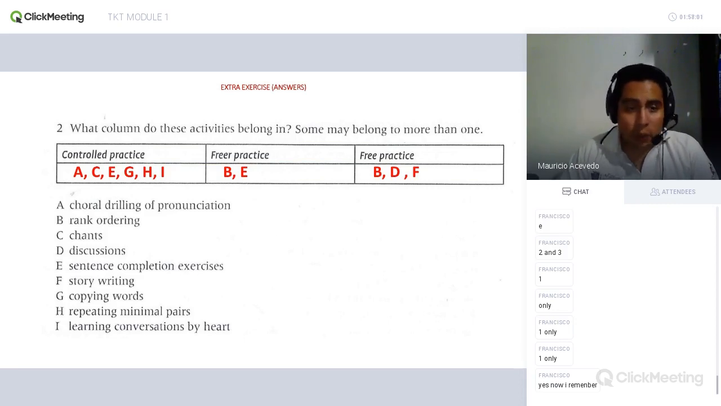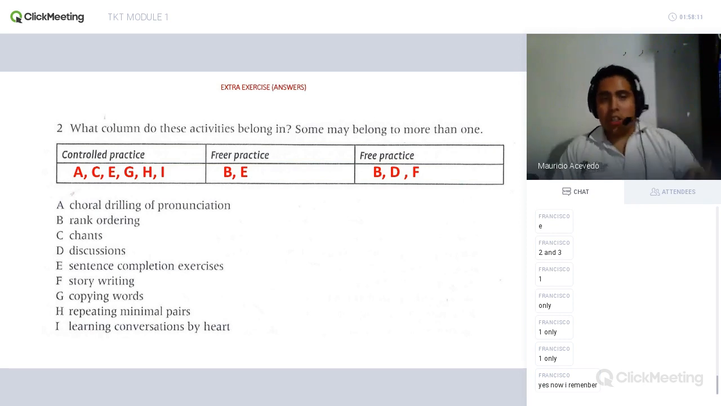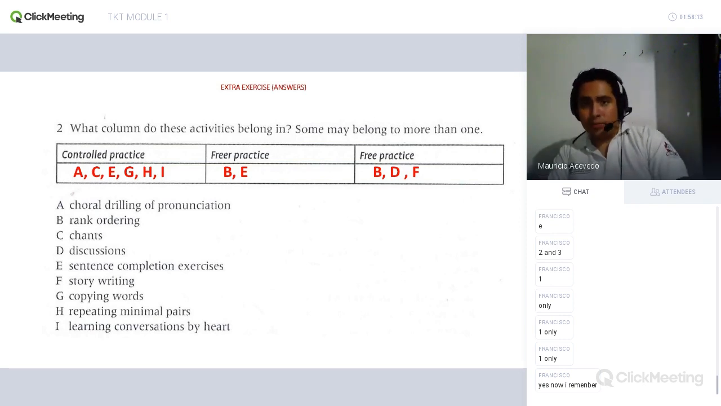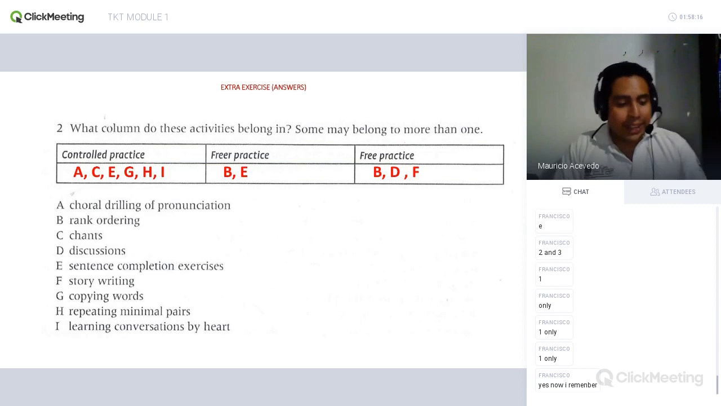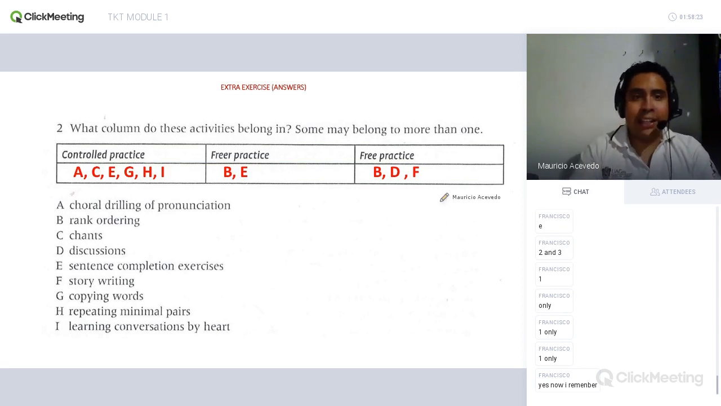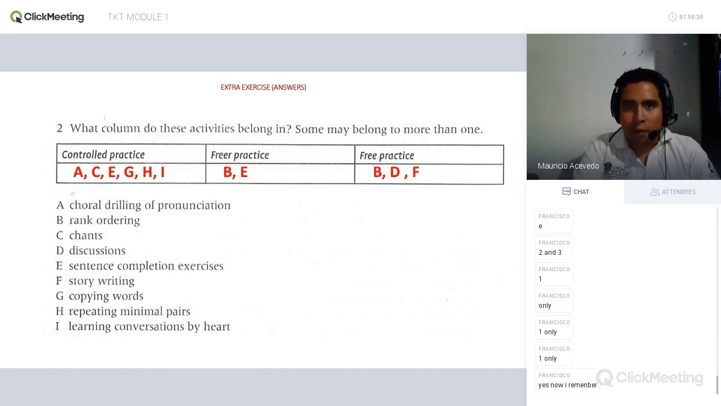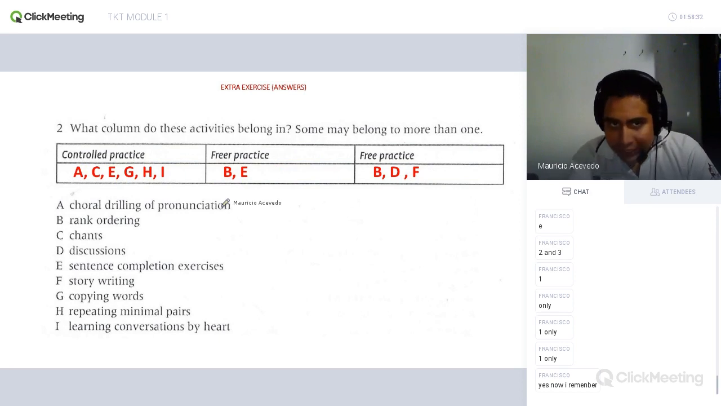Okay, and we wrote also F, story writing. In this case, no, it's not a freer practice, it is a total free practice. Why? Because in a story you just give them a topic. Okay, you just give them like a horror story, and then the students start doing it by themselves. So that's why A and F cannot be in this freer. And finally, for free practice, we got B, D, E, and F. B, D, and F only. E, it's for freer practice, the sentence completion exercise.